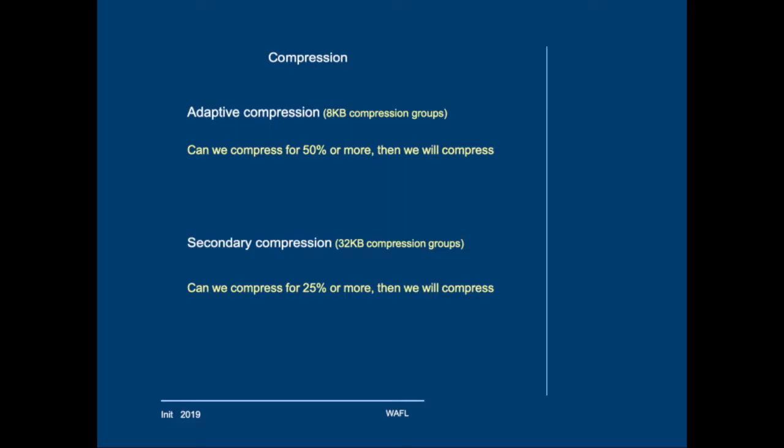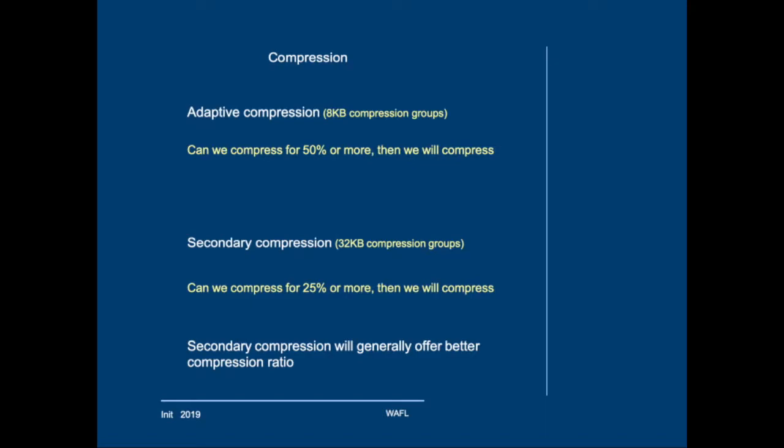So if a secondary compression cannot compress 32K blocks to 24 kilobytes or less, then compression will not take place. The rule of thumb is that if your main goal is maximum compression, then it is advised to use secondary compression. Inline adaptive compression works nicely in cooperation with compaction, as we will see later, but doesn't give you the best compression ratio.